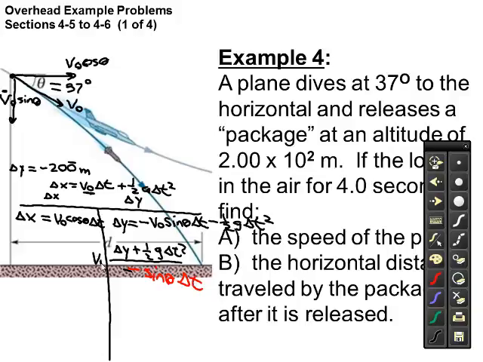Okay, so this is going to be v naught. So go ahead and calculate it. V naught is a delta y of negative 200 plus 1/2 times 9.8 meters per second squared times 4 seconds squared, on the bottom goes negative sine of 37 degrees times 4 seconds.